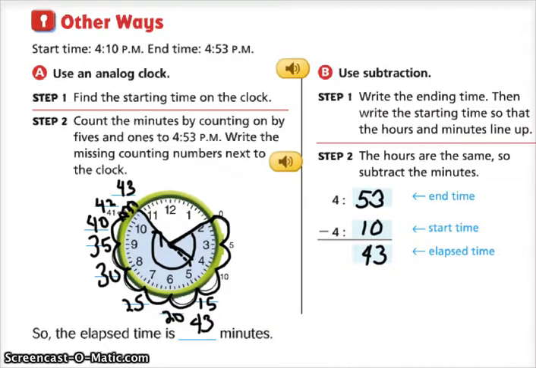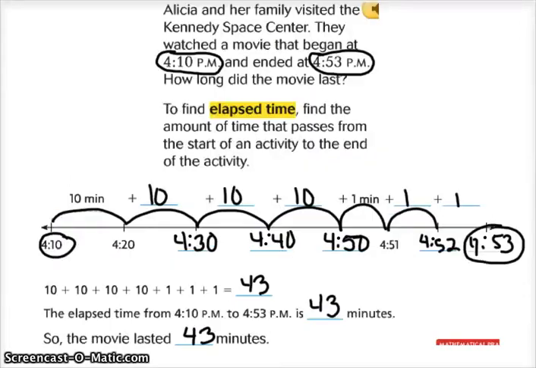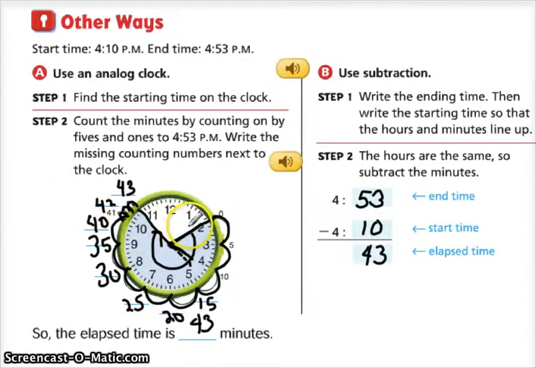But that's another day. So let's recap. You can figure out elapsed time using a number line and jumping on the number line and then adding the amount of minutes that you jumped. You can figure out elapsed time by figuring how far the hand had to move on an analog clock. Or you can figure out elapsed time by subtracting the start time from the end time when the hours are the same.